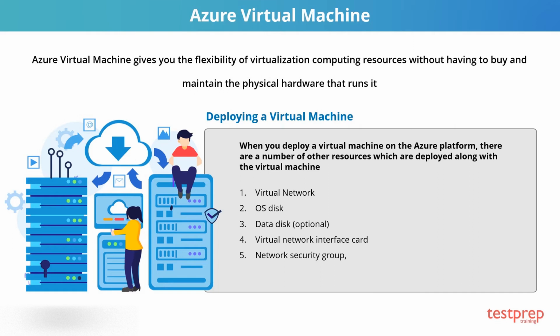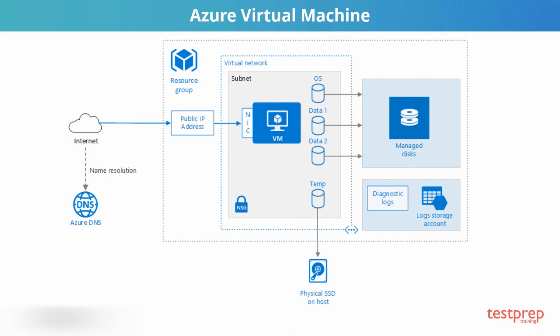Lastly, we have a network security group, which is assigned to the network interface card. It is like a firewall, used to decide what type of traffic flows in and out of the virtual machine. Here is a diagram showing a deployed virtual machine with its components. Now, in the next chapter, we will learn how to deploy a Windows VM.